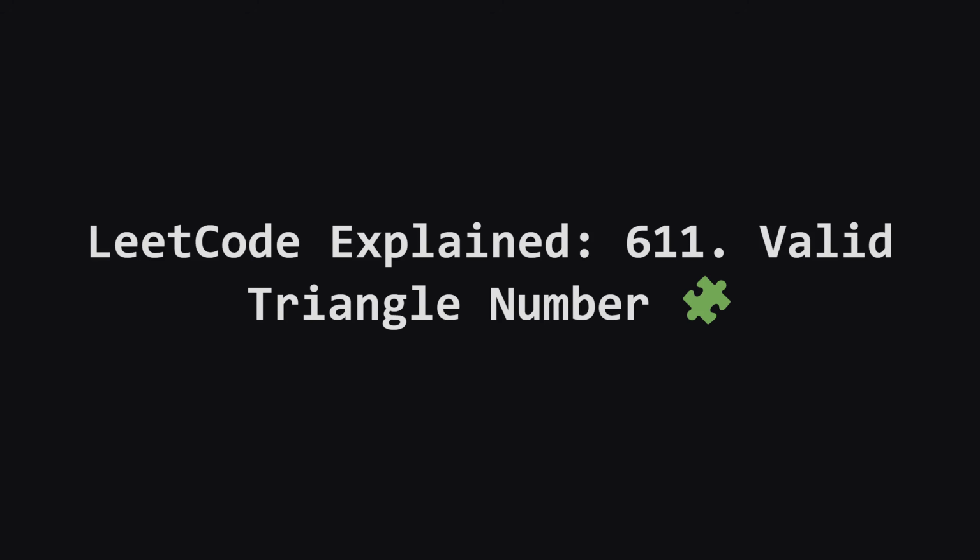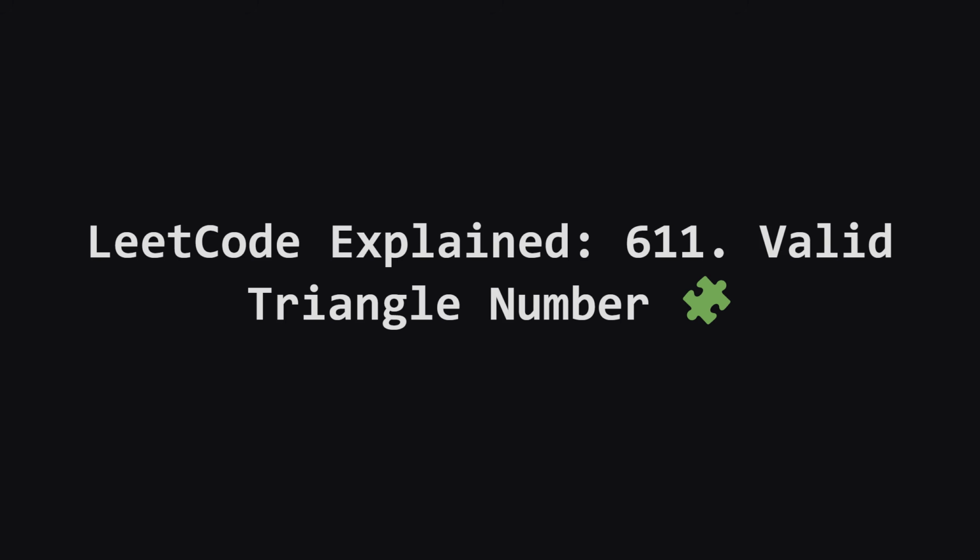Hey everyone, and welcome. Today we're diving into Leetcode problem 611, valid triangle number. The task sounds simple. Given a list of numbers, how many different groups of 3 can we pick to form a valid triangle? We'll explore this from a basic idea to a really clever, optimized solution.